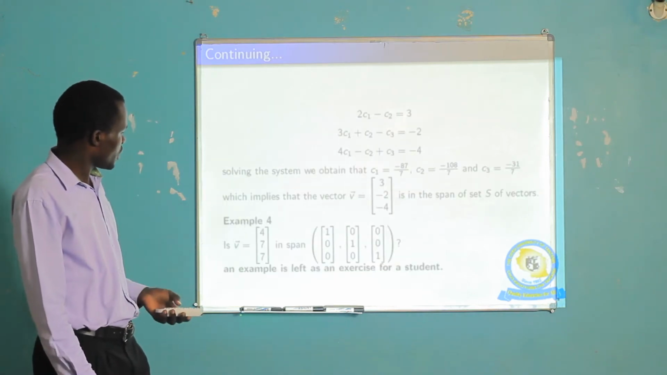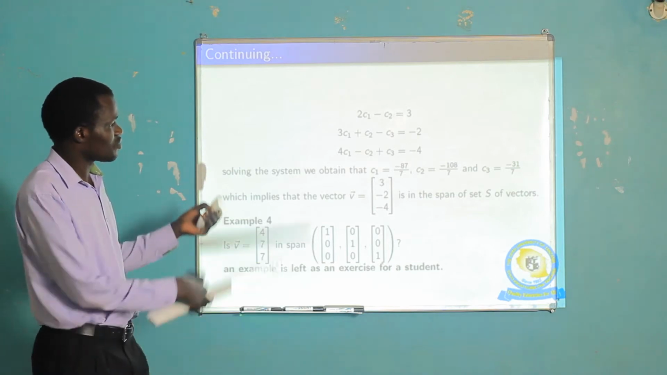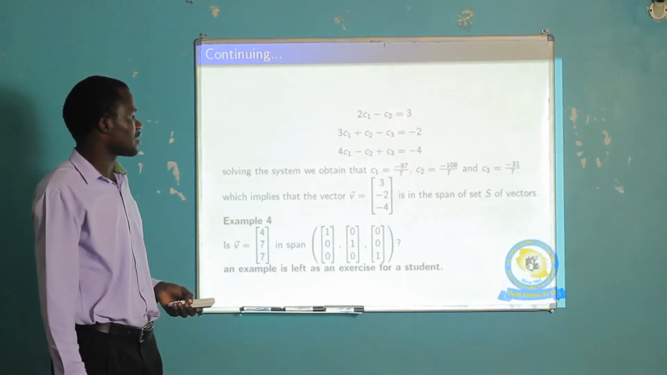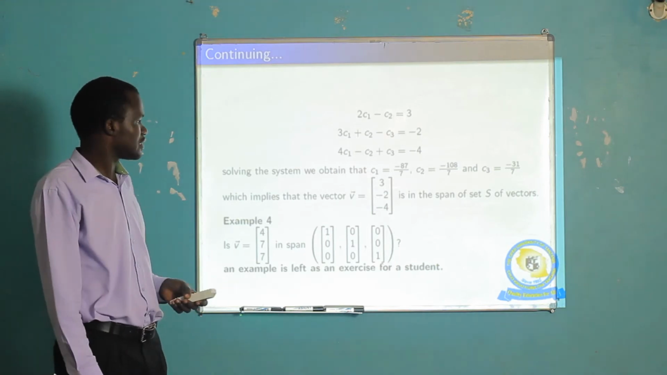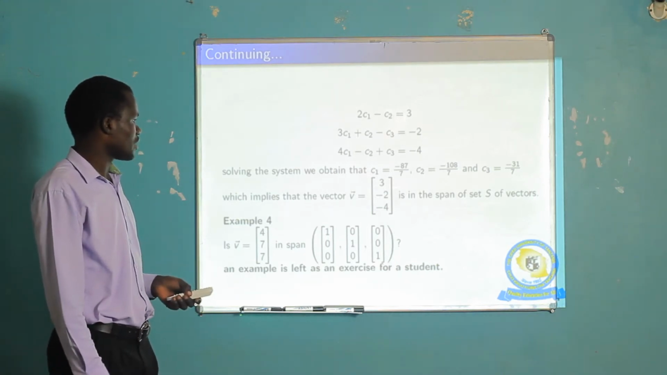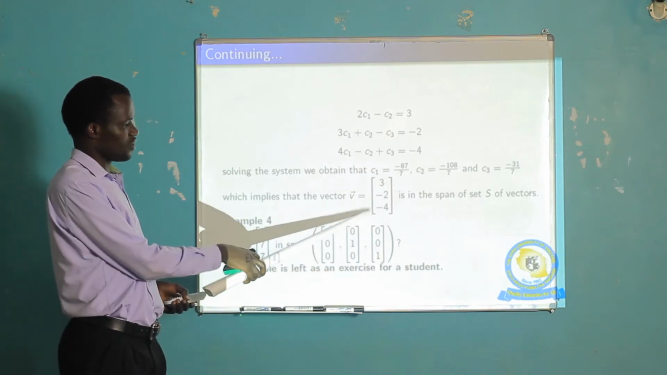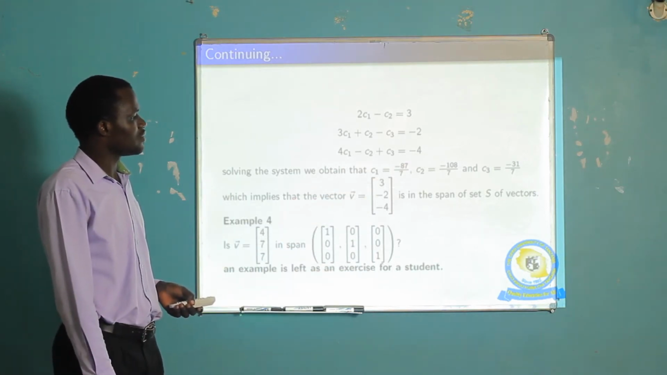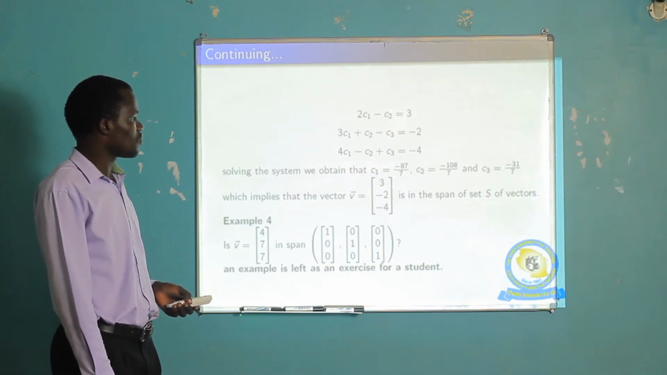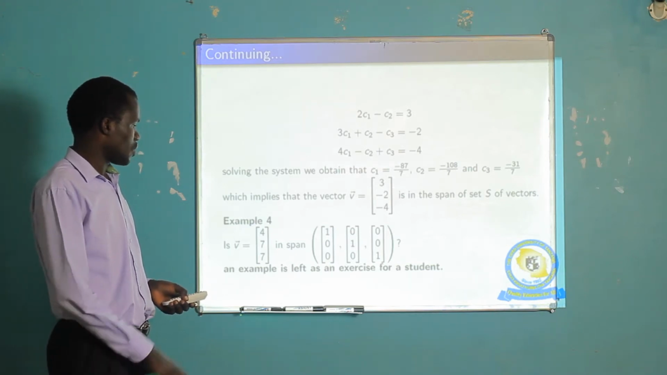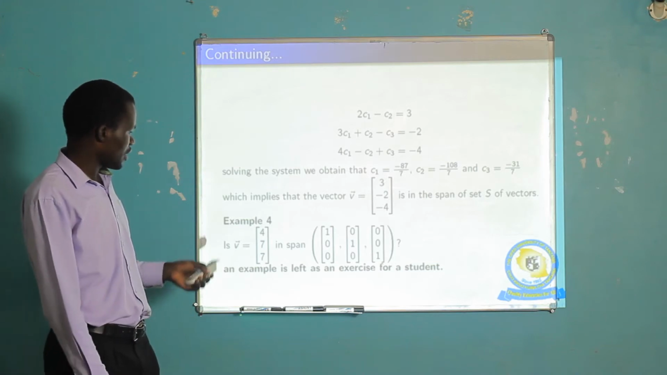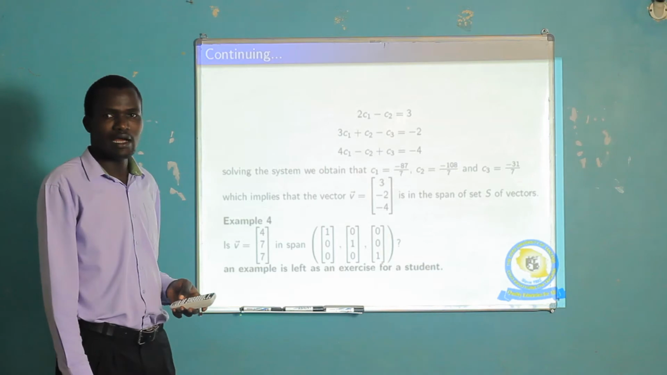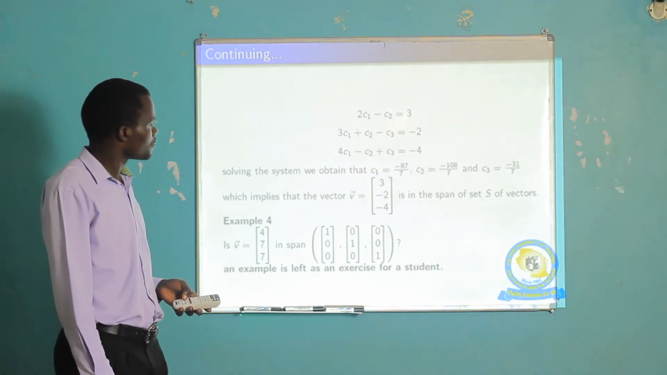Like I've shown here, by just solving this system of linear equations and getting that C1, C2, and C3 exist, we conclude that this vector is in the span of the set S of vectors. Also, the same example here, example 4, I give to you, my students, as an exercise.